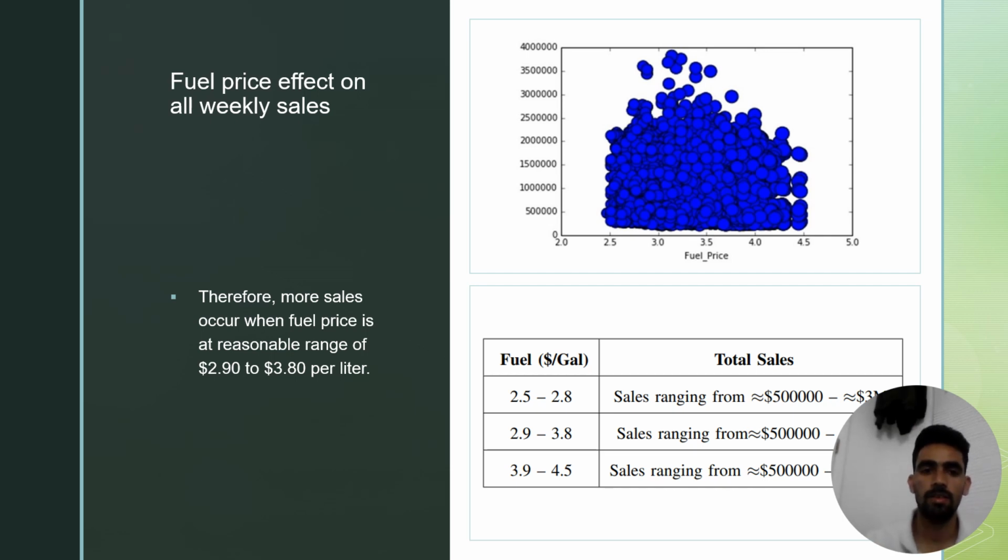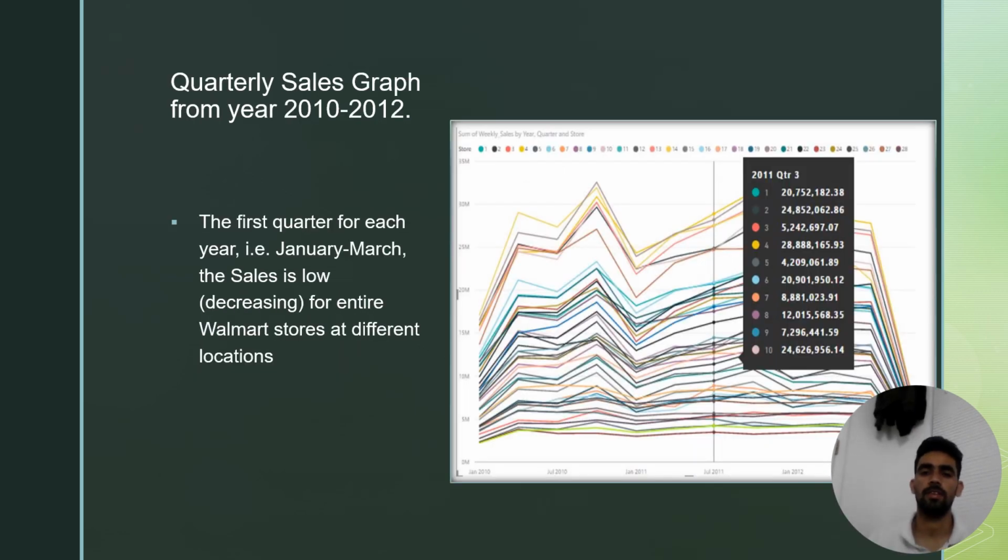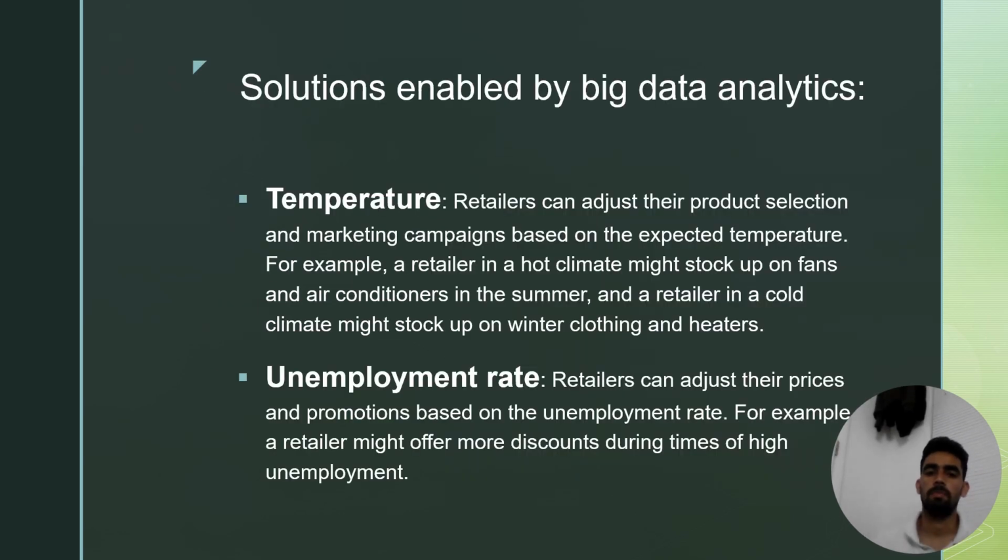Yeah. And thirdly, based on the data of these sets, you can easily see the quarterly sales graph from 2010 to 2012. For example, from January to March, the first quarter of each year, the sales are very low and decreasing. Yeah, that's it. By all the data which we have collected, the sales are really low.